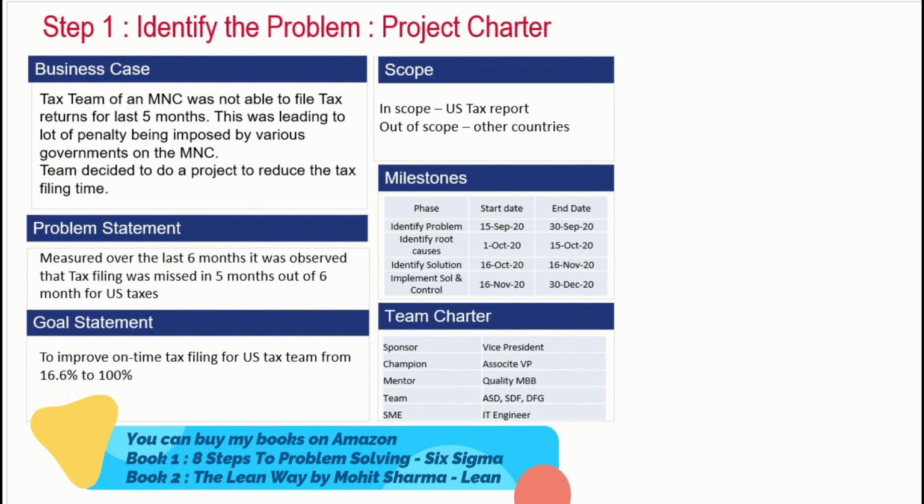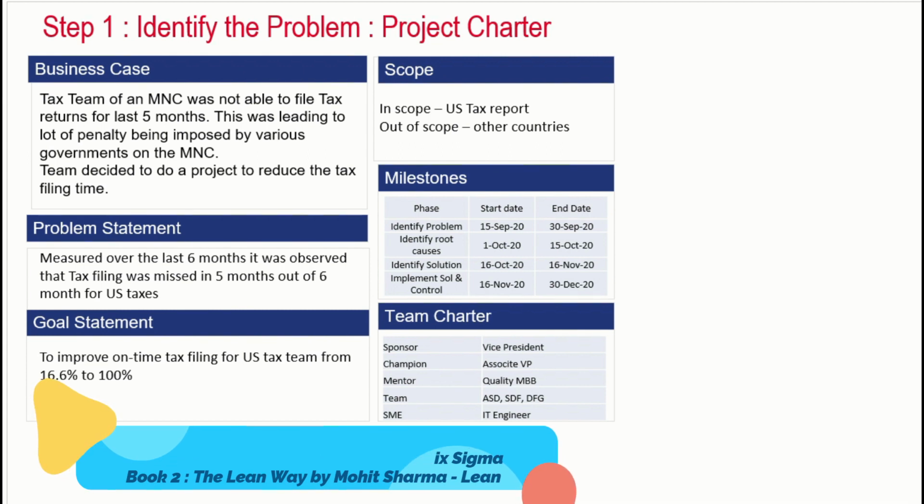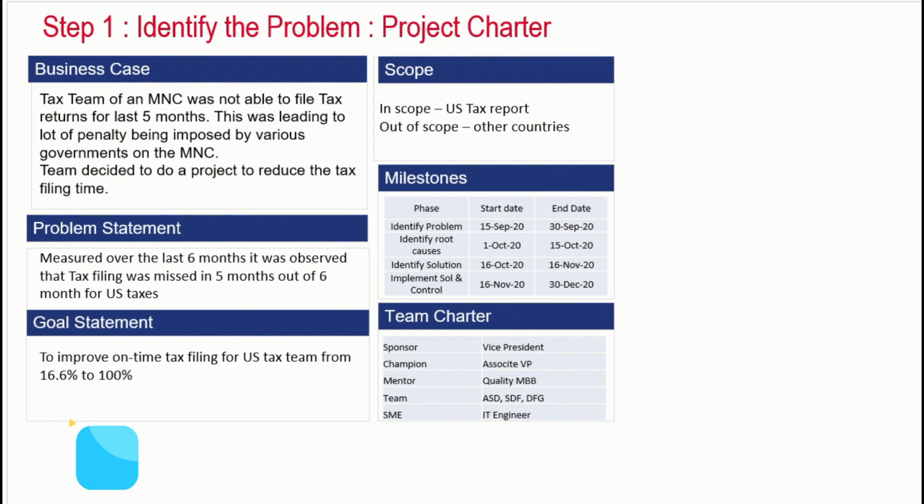The team wanted to do this project in very quick time, so they started this project on 15th of September and they wanted to finish the project by 30th December. The sponsor of the project was the Vice President, the champion was an AVP, Associate Vice President, and the mentor was a Quality Master Black Belt. There were team members and SMEs who were already identified for the project.